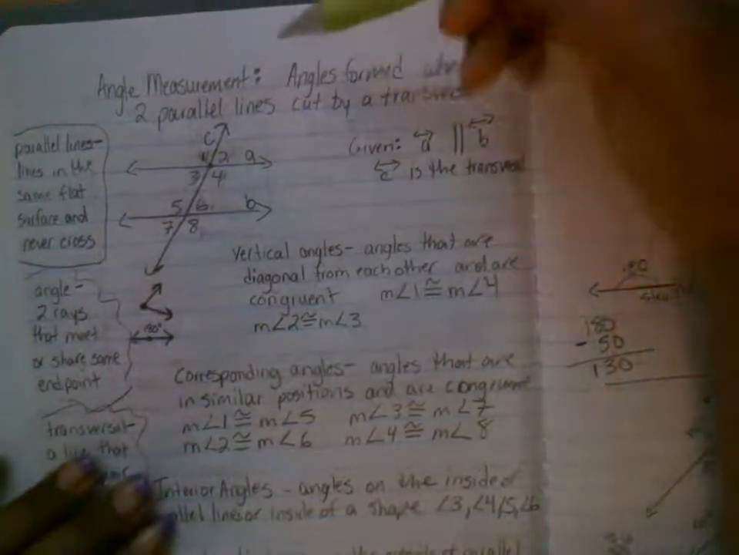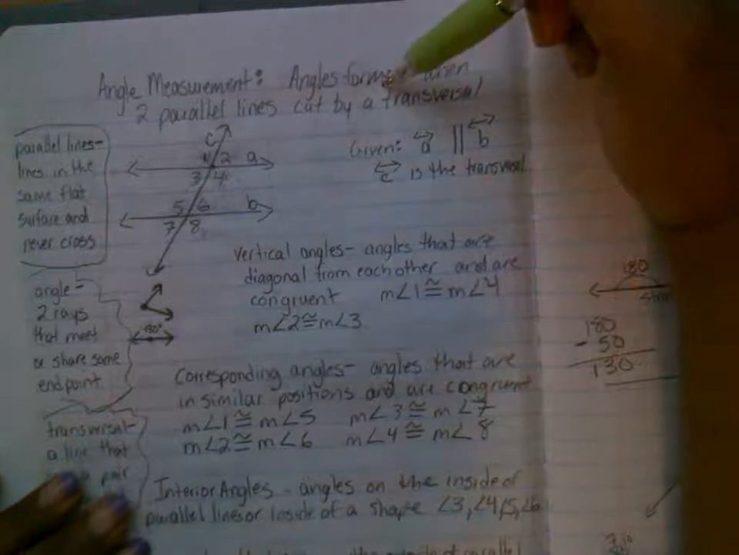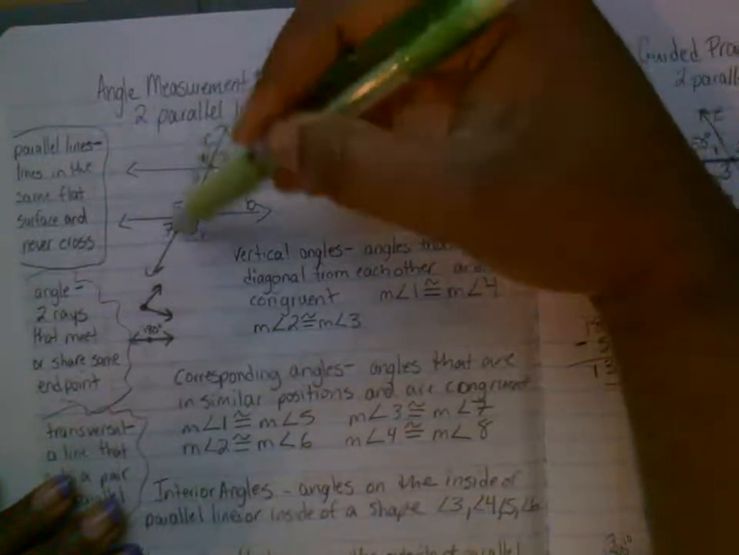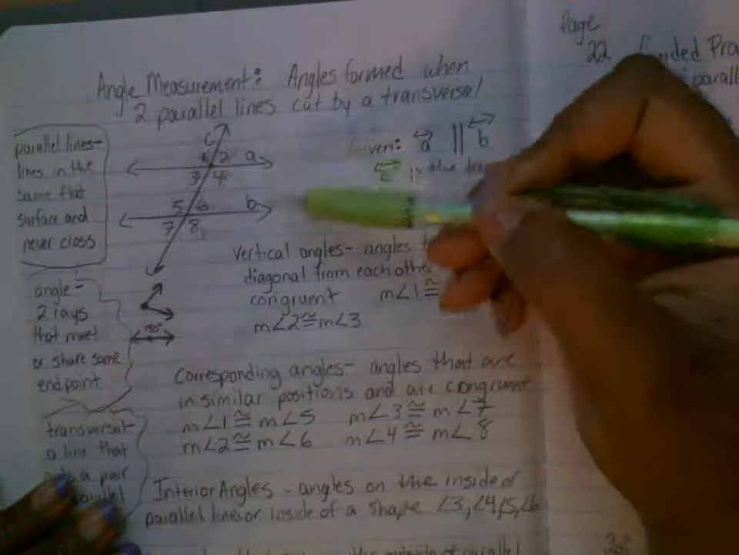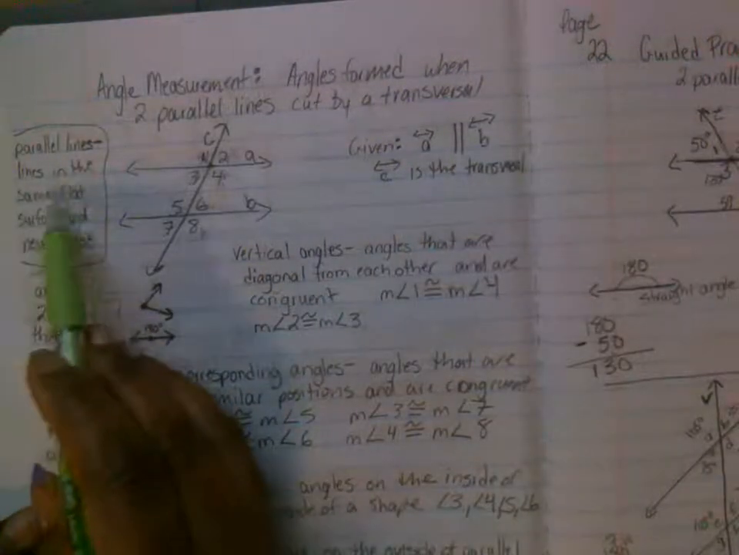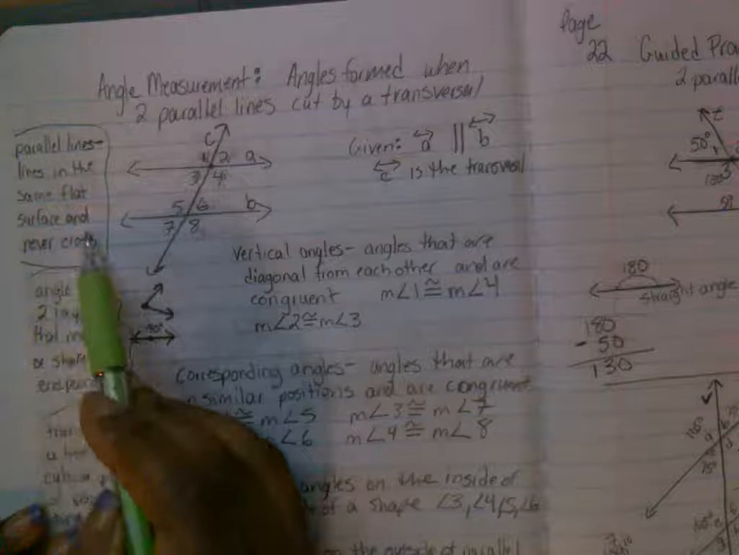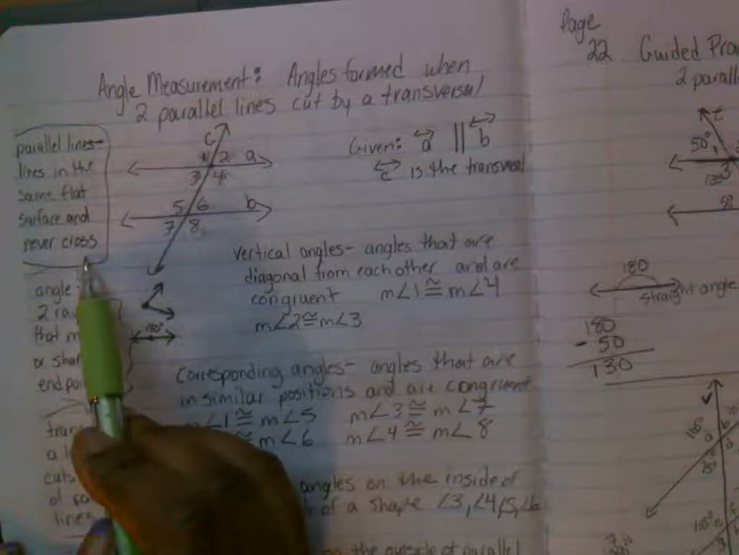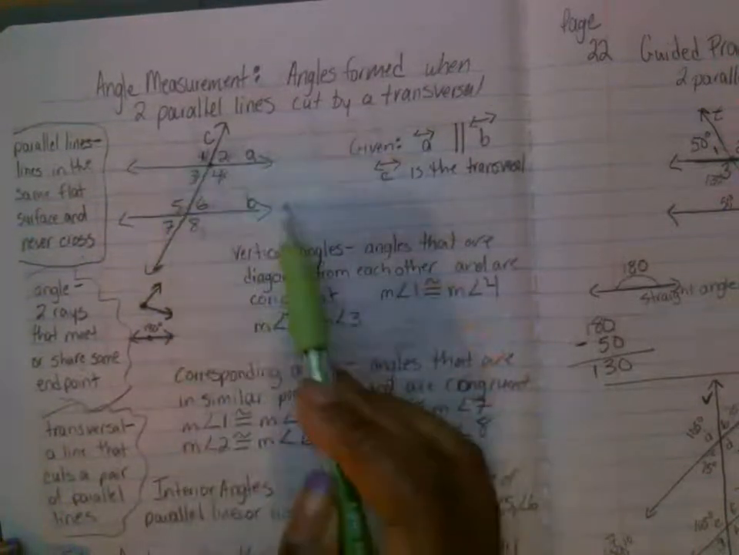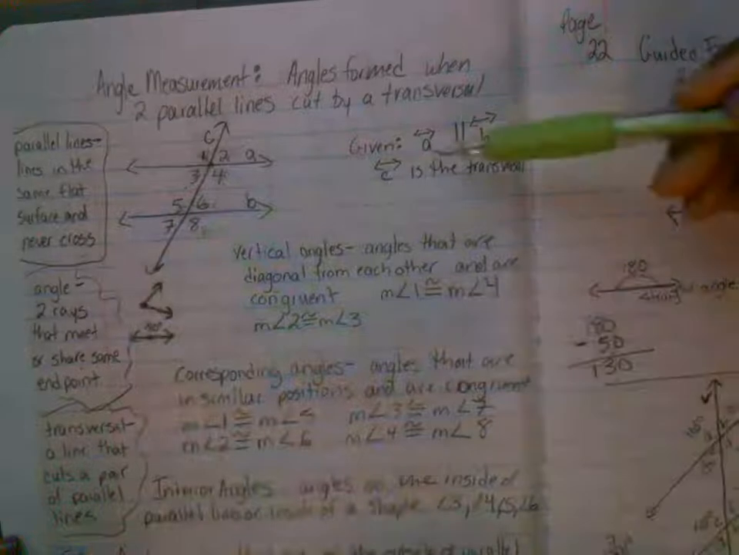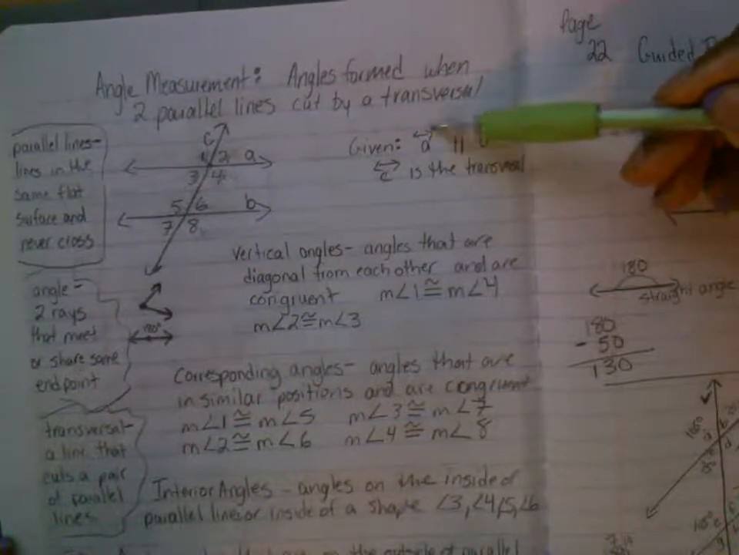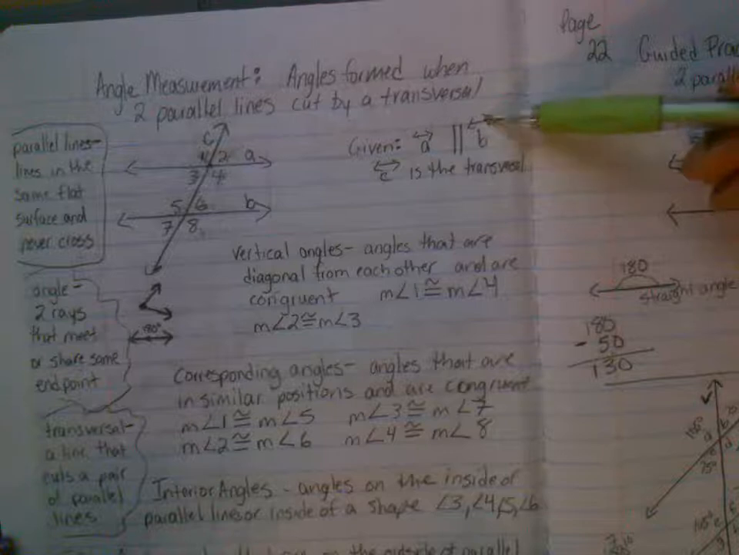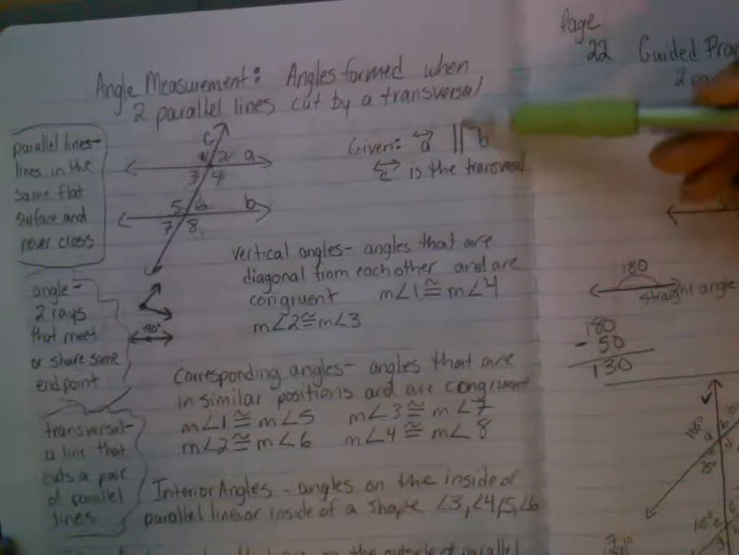We have finding the angle measurements of the angles that are formed when you have two parallel lines, and parallel lines are lines that are in the same flat surface but never cross each other. So A and B are parallel. This is line A. This is the symbol for line A. This is the symbol for line B. And this is the symbol for parallel. Okay?